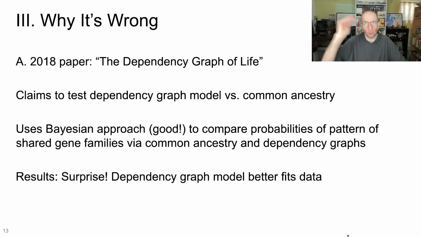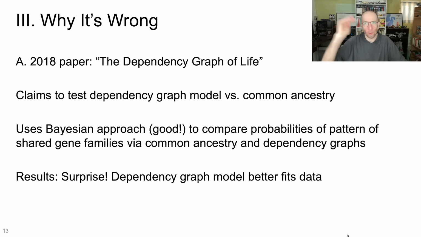So the 2018 paper is called The Dependency Graph of Life. That's a play on the phrase the tree of life. And in this paper, we're claiming to test the dependency graph model against the common ancestry model. Ewert uses a Bayesian approach, which is good, like Bayesian statistics here, to compare the probabilities of the pattern of shared gene families via common ancestry and dependency graphs. And surprise, he found that the dependency graph model better fits the data than the common ancestry model.